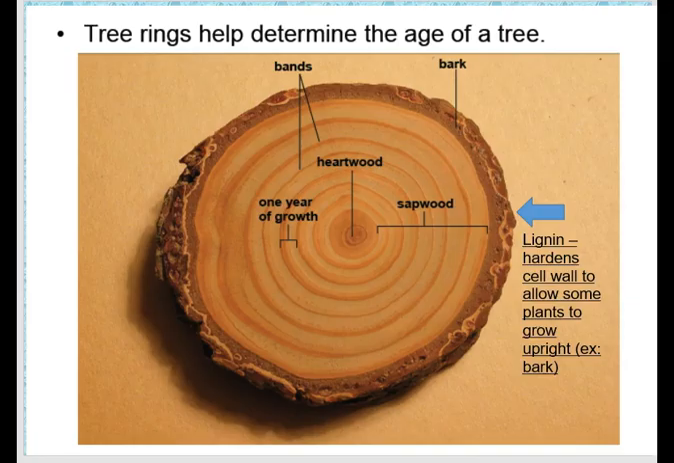So we have a cross section here of a tree. We have all of our layers. We can see everything here. We have this outer layer of bark that contains lignin, that hardened cell wall that gives a lot of support and a lot of strength and protection. Inside here we have all the different layers of ground tissue. All right.